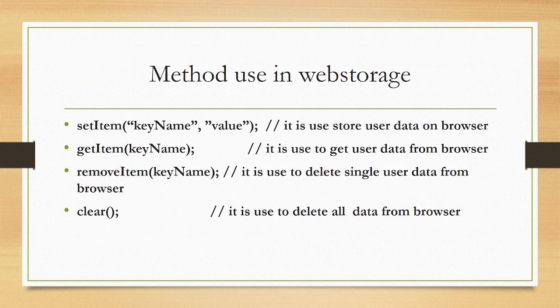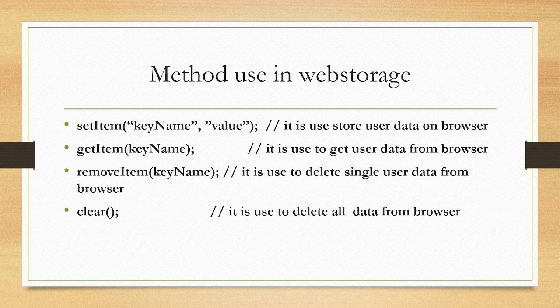There are some methods which we use to store data on web storage. The setItem method is used to store the user data on the browser. It takes two parameters: one will be the key and another will be the value. Both must be in string format. The getItem method returns user data from the web storage. The removeItem method is used to delete a single piece of data from the web storage or browser. And the clear method is used to remove all the data from the browser.